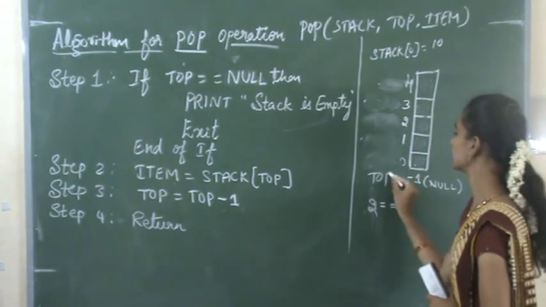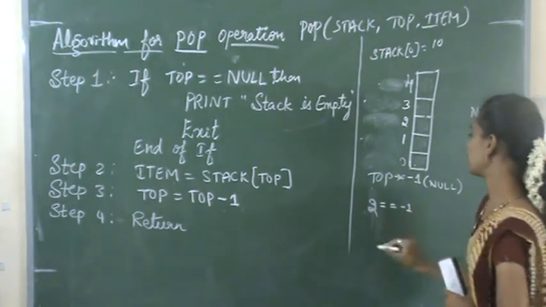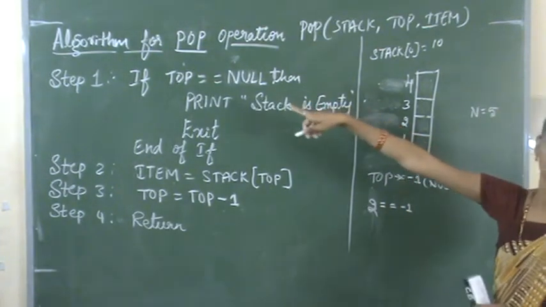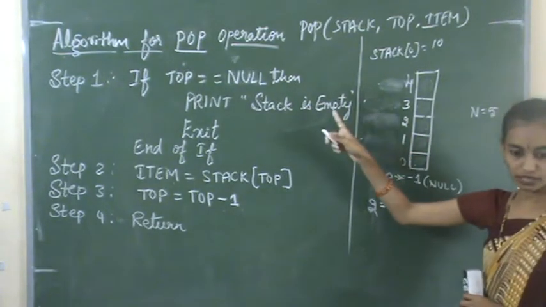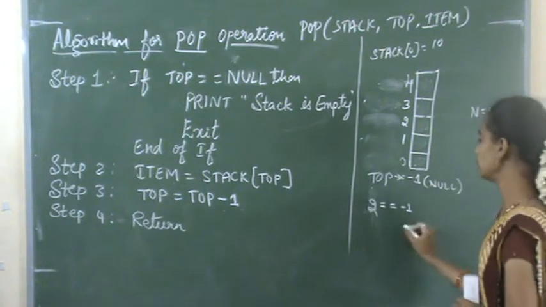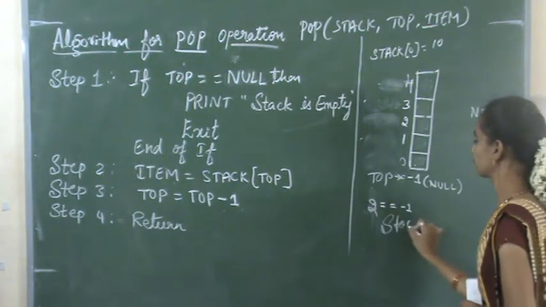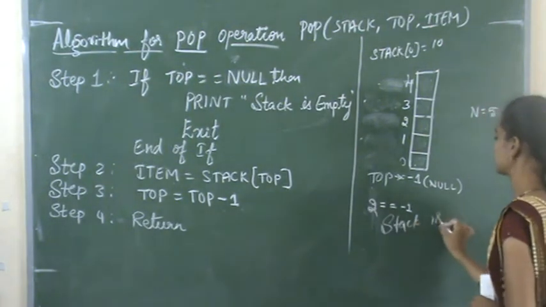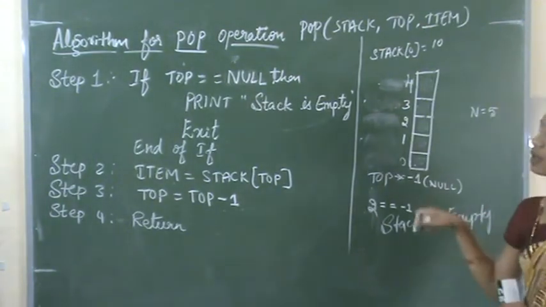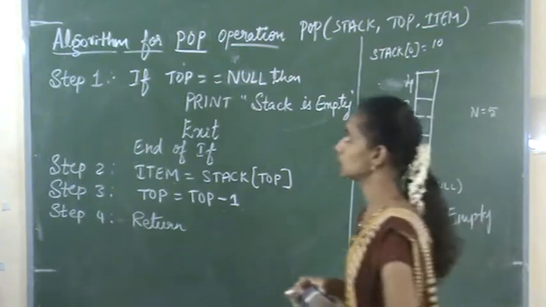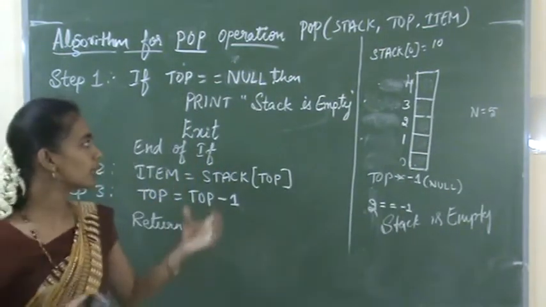Now top is here, minus 1. Again check the condition. What is the top value now? Minus 1. Minus 1 is equal to minus 1? True. So it will display stack is empty. This is how the pop function works.